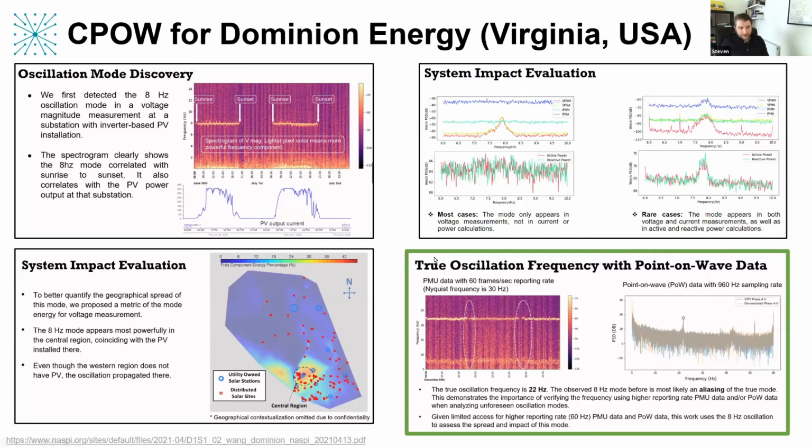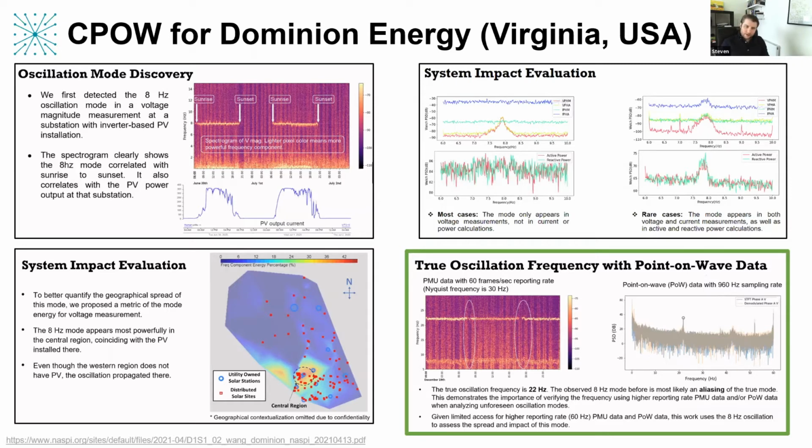And then finally, what they looked at was actually point on wave data, where they looked at the waveform, in this case 960 hertz sample rate data. And what that revealed was that the oscillation mode was not at 8 hertz. That was kind of a red herring that the PMU data was showing. The real oscillation was at about 22 hertz.